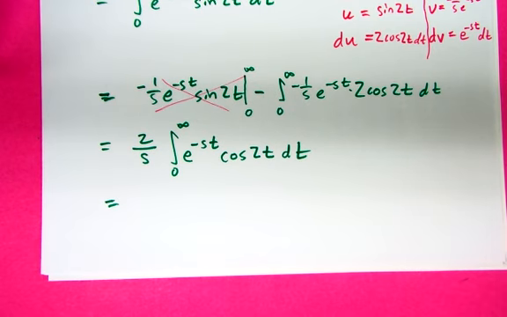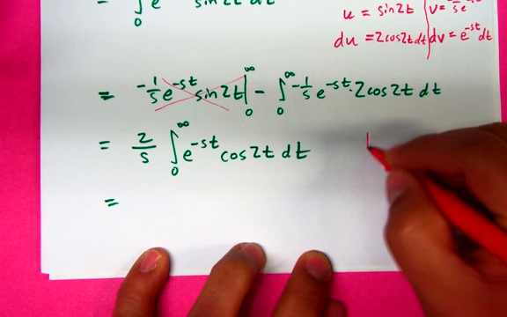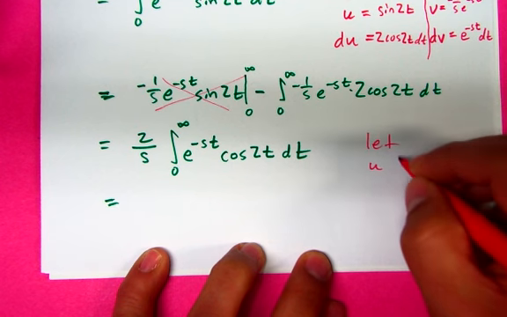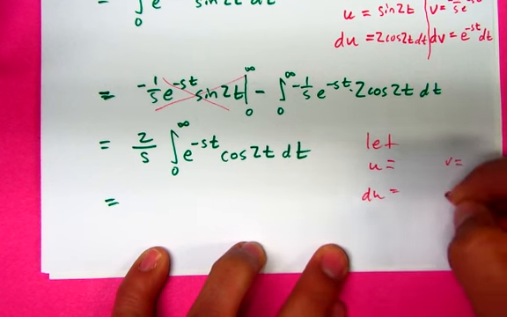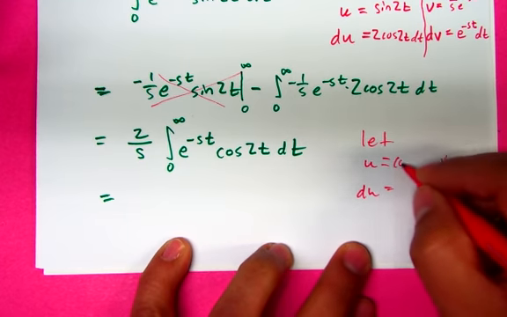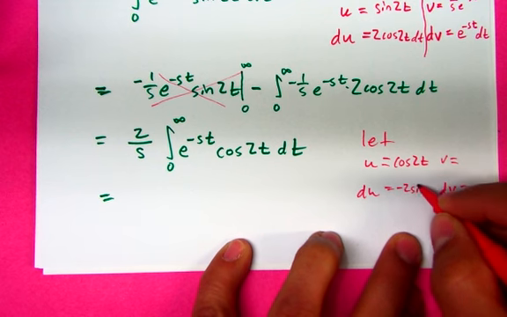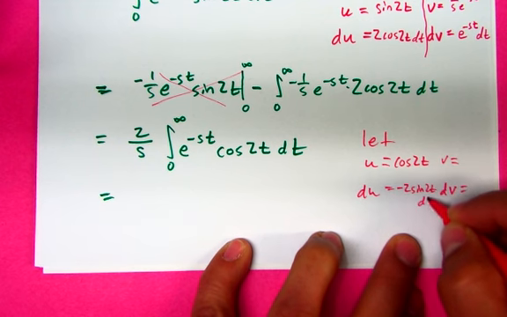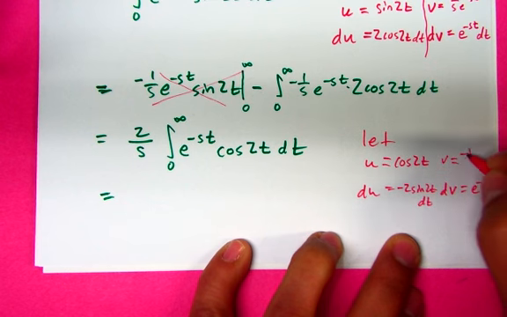Well, this is going to happen a few times this unit, so we might as well go through an example like this so that you guys know what to expect. All right, so we're going to let u equal cosine 2t, so then du will be minus 2 sine 2t dt. And e to the negative st for dv, same with v as before.